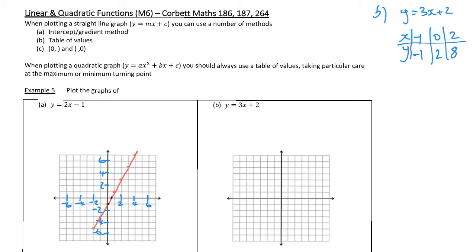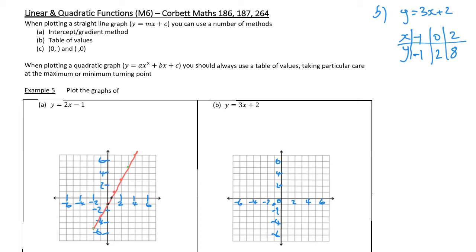So if we mark these on our set of axes, 2, 4, 6, 2, 4, 6, minus 2, minus 4, and minus 6, and 0. So our first point is -1, -1, which is here. Then we've got 0, 2. Now our third coordinate, 2, 8, is actually off the grid.